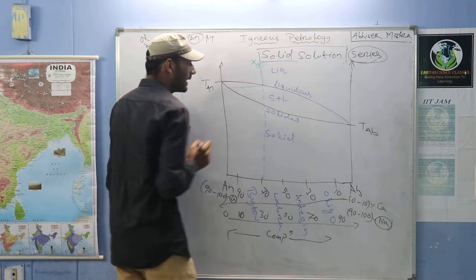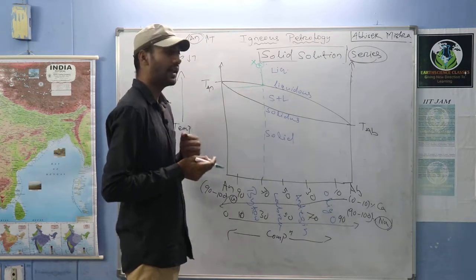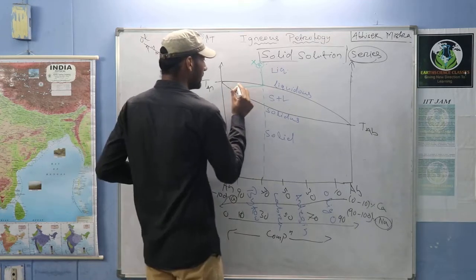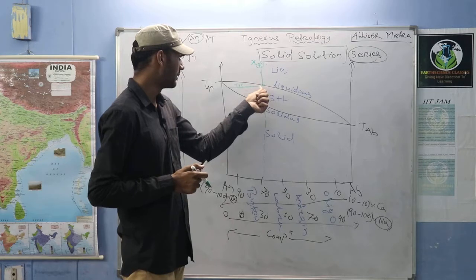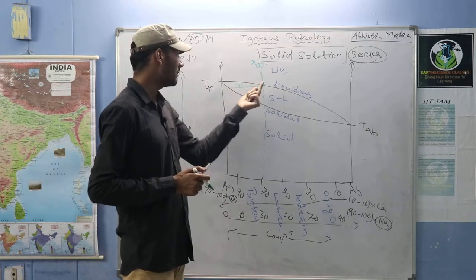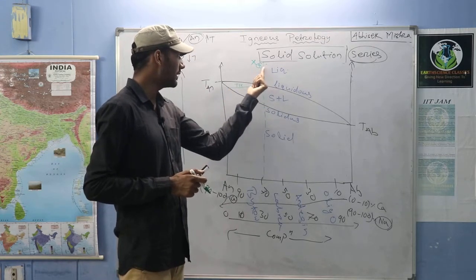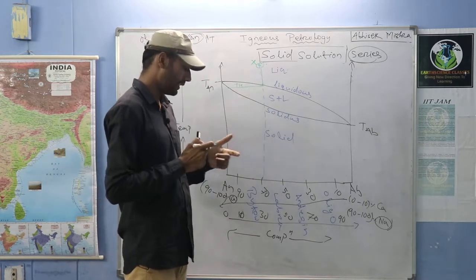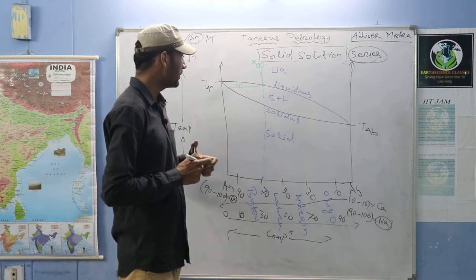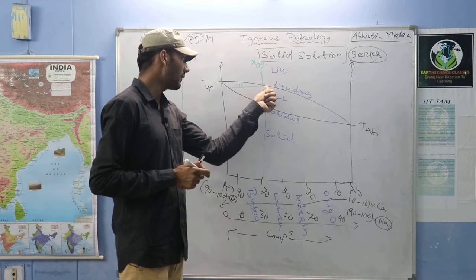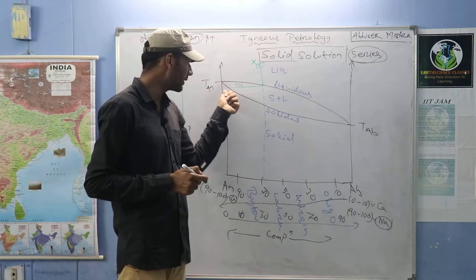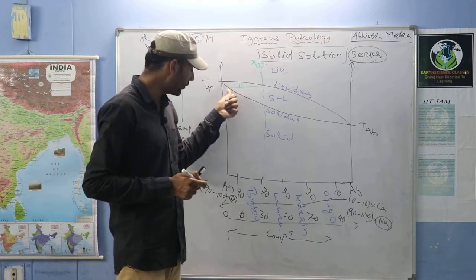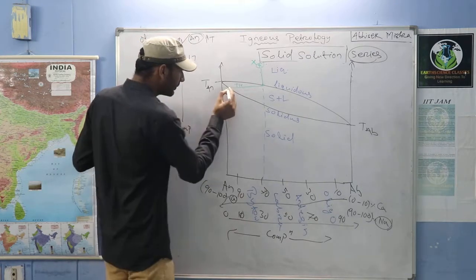This is known as a tie line. That means you can see the magma composition is 70-30, calcium 70 and sodium 30. When it touches the liquidus, it will result in the formation of a mineral which will be more calcium rich. You can see this.